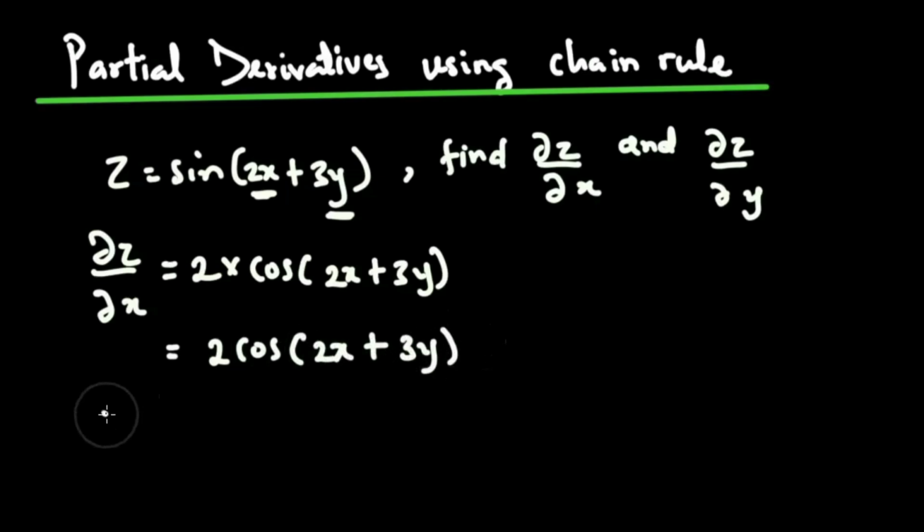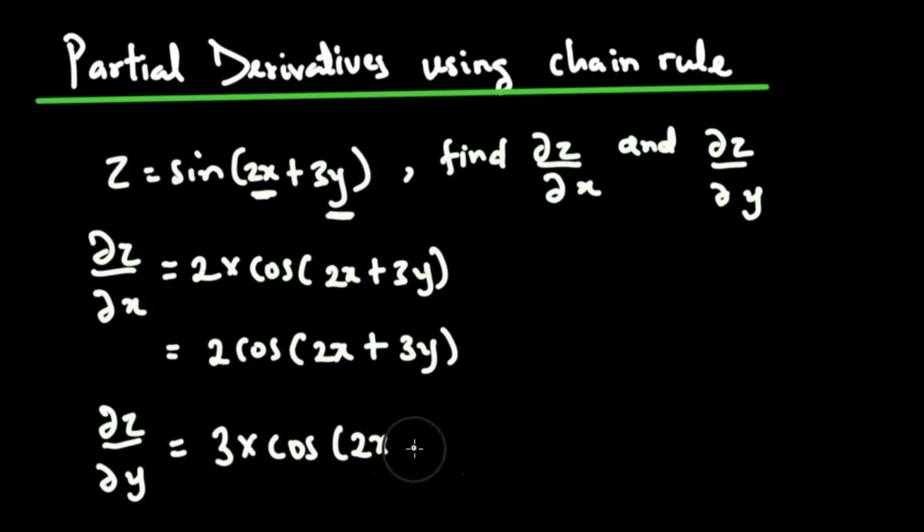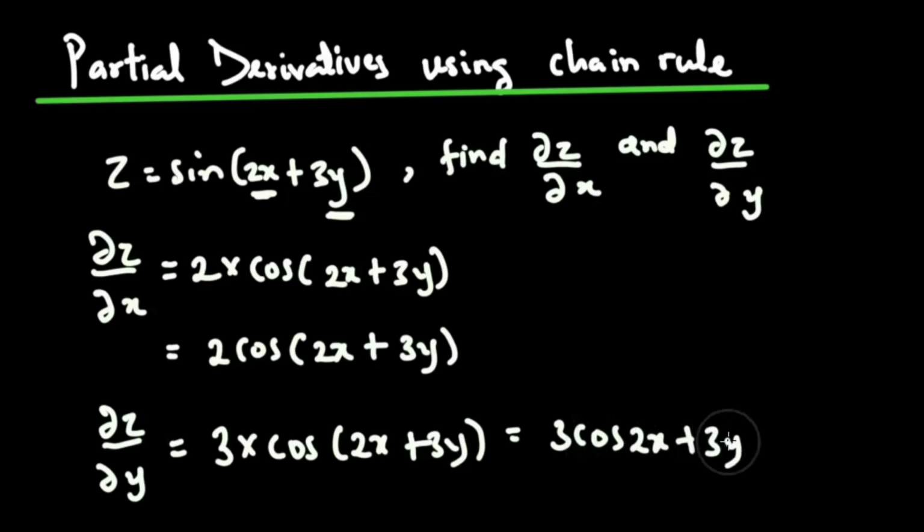To differentiate partially with respect to y, partial z, partial y becomes: differentiate the inner function partially with respect to y. Keep x constant. When you differentiate 2x, you have 0. When you differentiate 3y, you have 3. Multiplied by differentiate the entire function, that becomes cos(2x plus 3y). And this becomes 3 cos(2x plus 3y). Very simple. Let's look at another example.